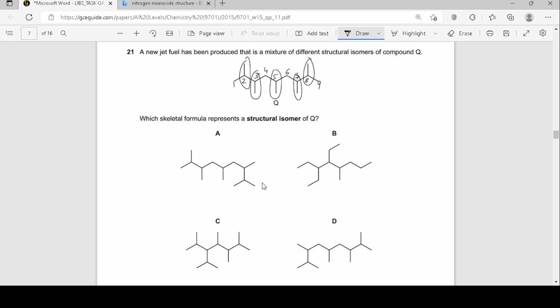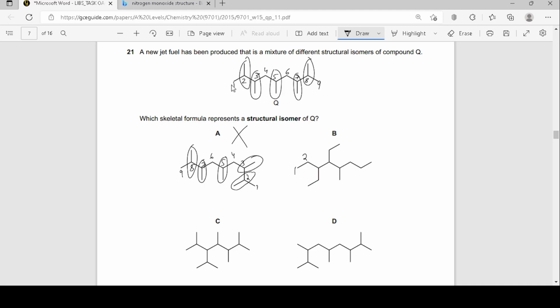Alright, now let's look at this one. I have 1, 2, 3, 4, 5, 6, 7, 8. That's already suspicious, as the parent carbon chain has 9 atoms. Then I have branches on the 2nd, 3rd, 5th, 7th, and 8th. So it's literally the same as Q. It's not a structural isomer of Q. It's the same compound Q. So I mean to say it is obviously the same compound Q, but it's not an isomer of it, is my point. So that's wrong immediately. And then let me look at this one.